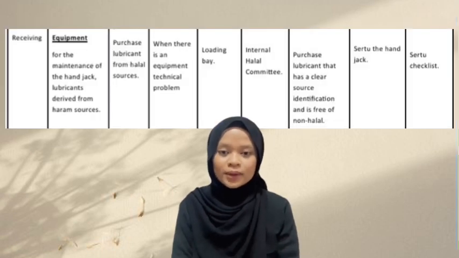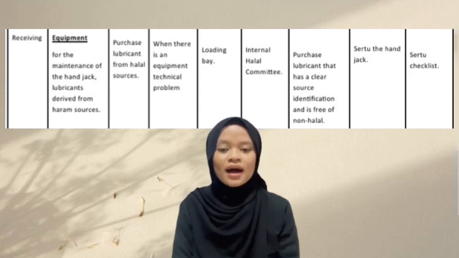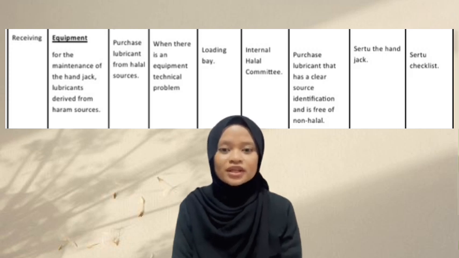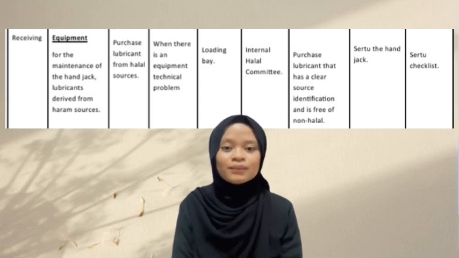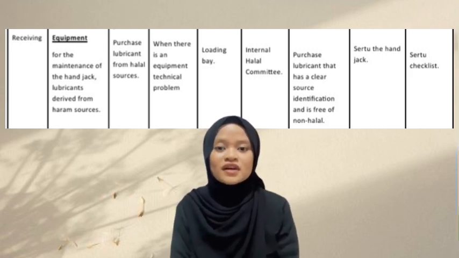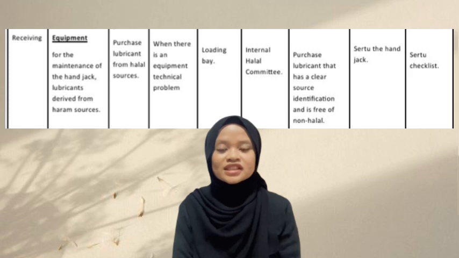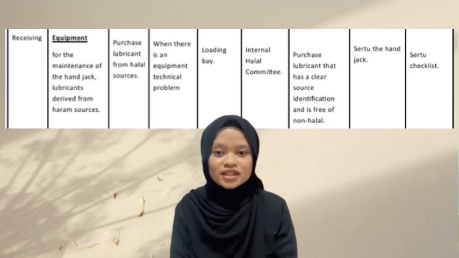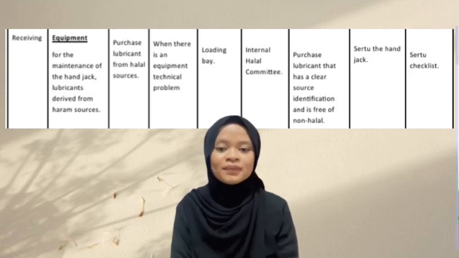Next is equipment. For the maintenance of the hand jack, lubricant derived from haram source. How? Purchase lubricant from halal source. When there is an equipment technical problem. Where? At loading bay. And who? Internal halal committee. The corrective action is purchase lubricant that has a clear source identification and is free from non-halal. The verification is service the hand jack.